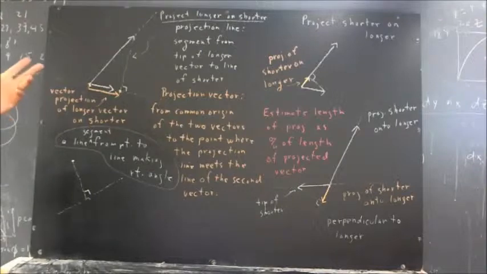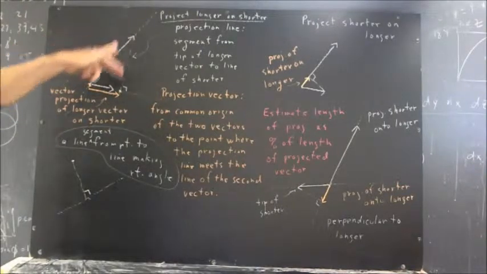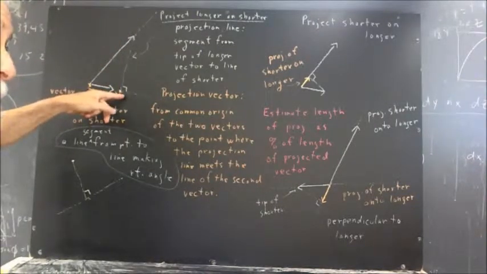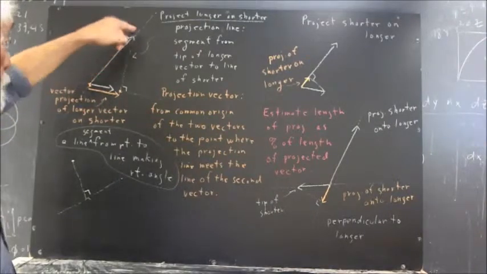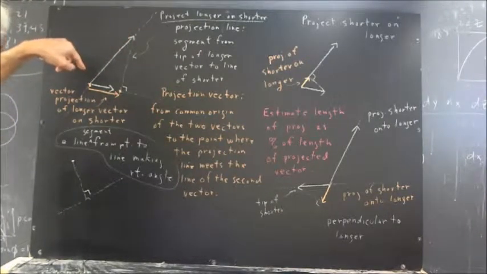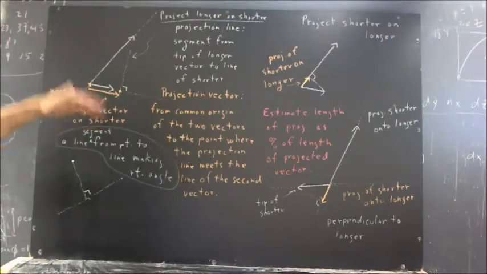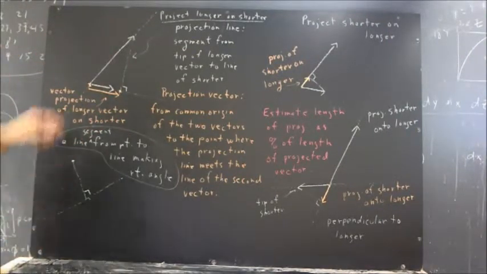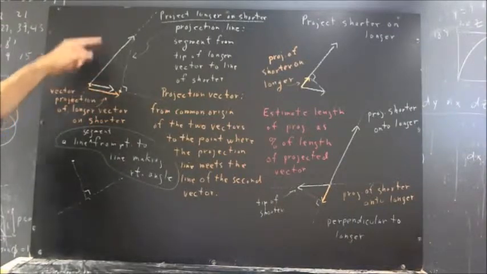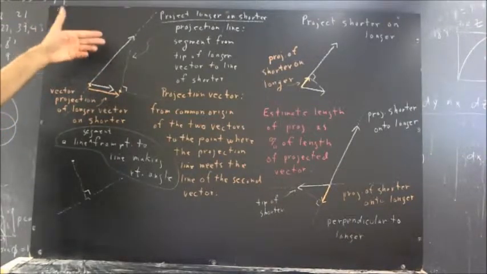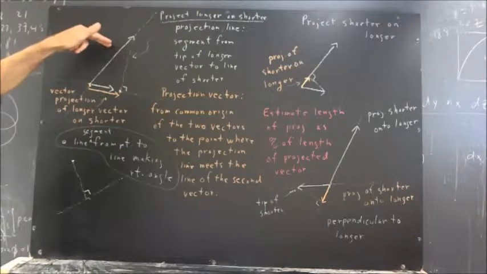And that's always going to be the case because you're always going to form a right triangle, and the projected vector is going to be the hypotenuse, whereas the projection is going to run along one of the legs. Since the legs are always shorter than the hypotenuse, the projection always has to be shorter than, or not longer than, the vector that you're projecting.